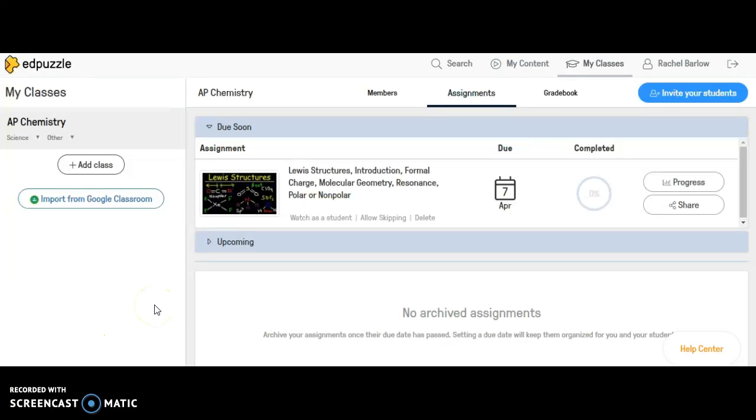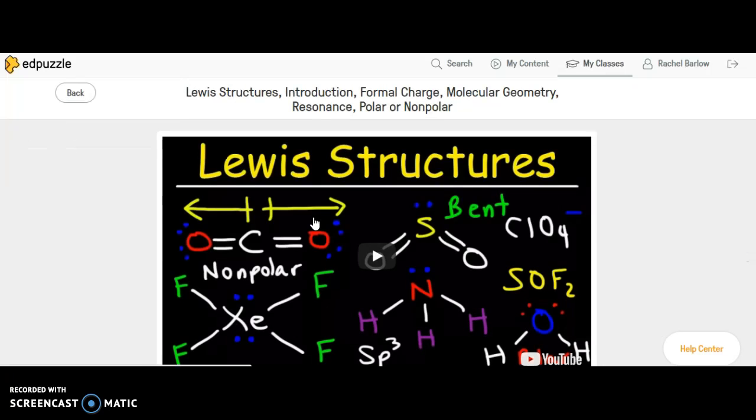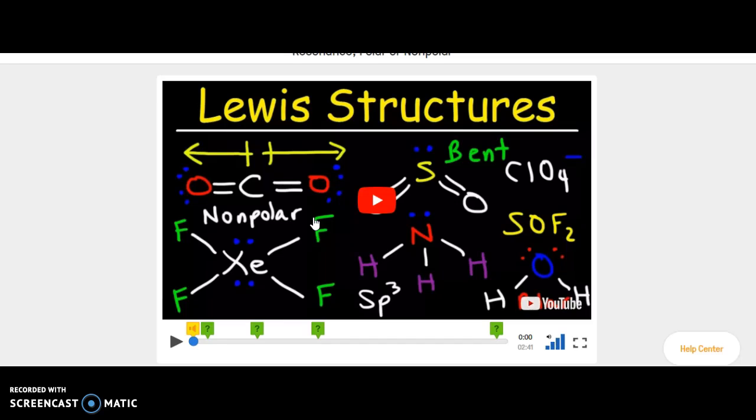Okay, so here I'm going to show my EdPuzzle of Lewis structures. I'm going to click Watch as a Student to see the video. And then I don't have the computer recording on this screencast, but right here at the beginning is where I recorded an introduction.